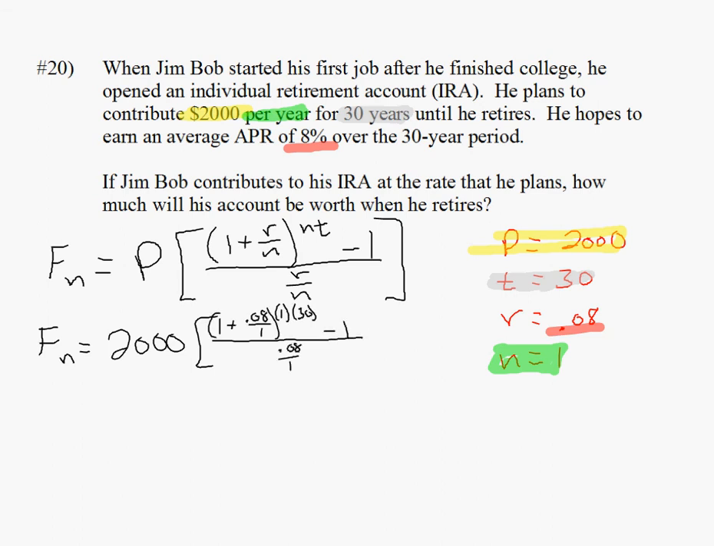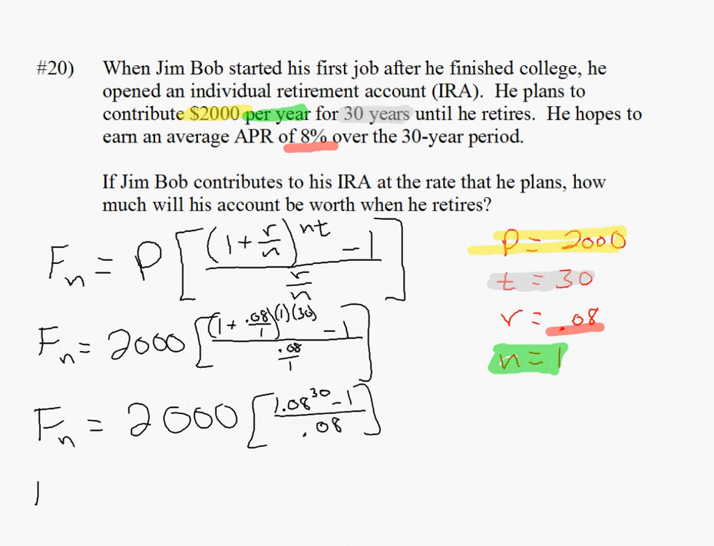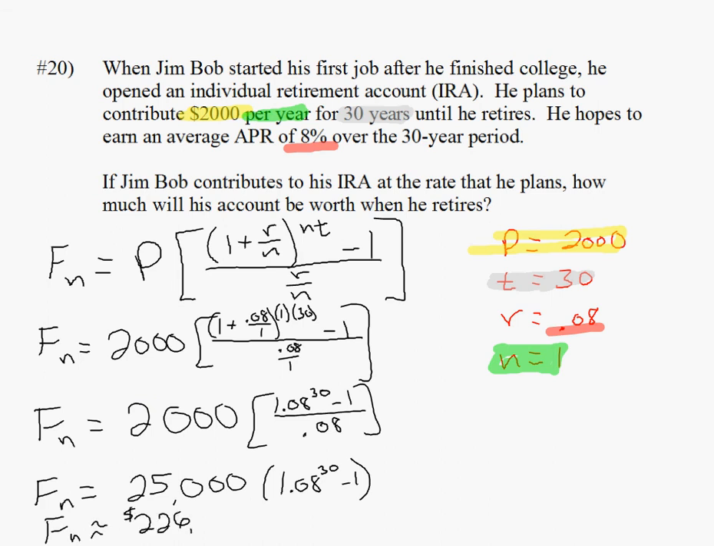The numbers for this problem are pretty simple. 0.08 divided by 1 is 0.08. Add that to 1, you get 1.08. 1 times 30 is 30. To simplify this, if you pull that 0.08 out to the front, so you get 2,000 divided by 0.08, you're going to get 25,000. What's left in the parentheses is 1.08 to the 30th minus 1. Put that whole thing in your calculator. You get $226,566.42.